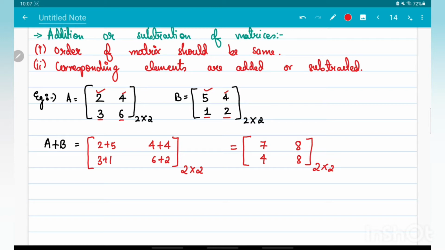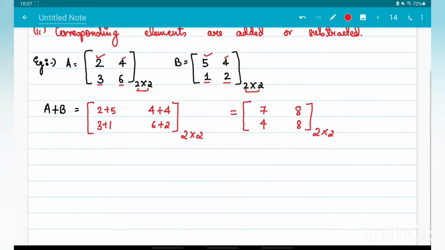So this is how we add two matrices. First step is that you have to check whether both the matrices have got the same order. In this case both the matrices were of order 2 by 2, so the resultant matrix will also be of the order 2 by 2. And that is how we add the two matrices. Now let us subtract and check how to do it.